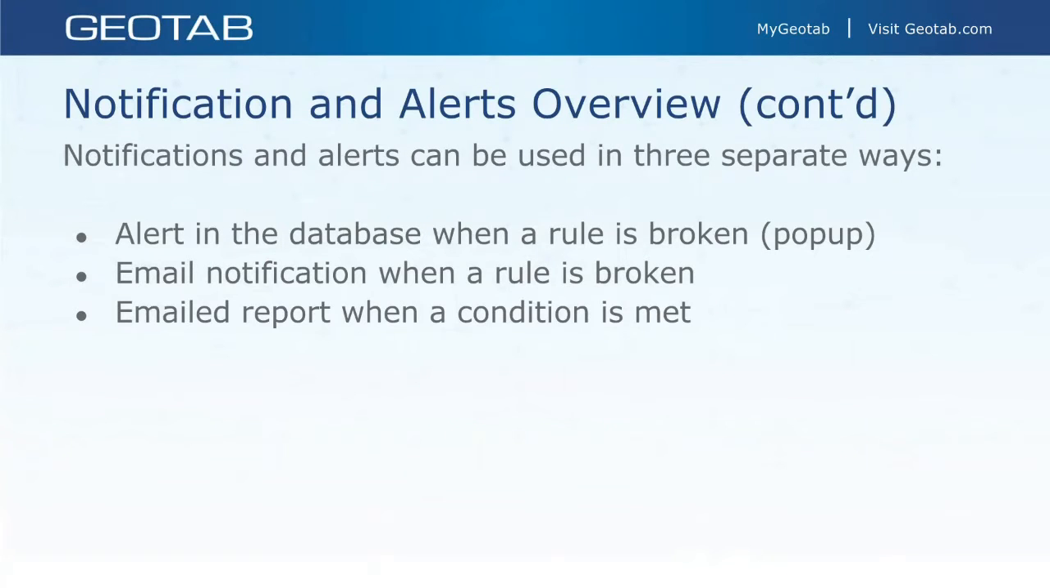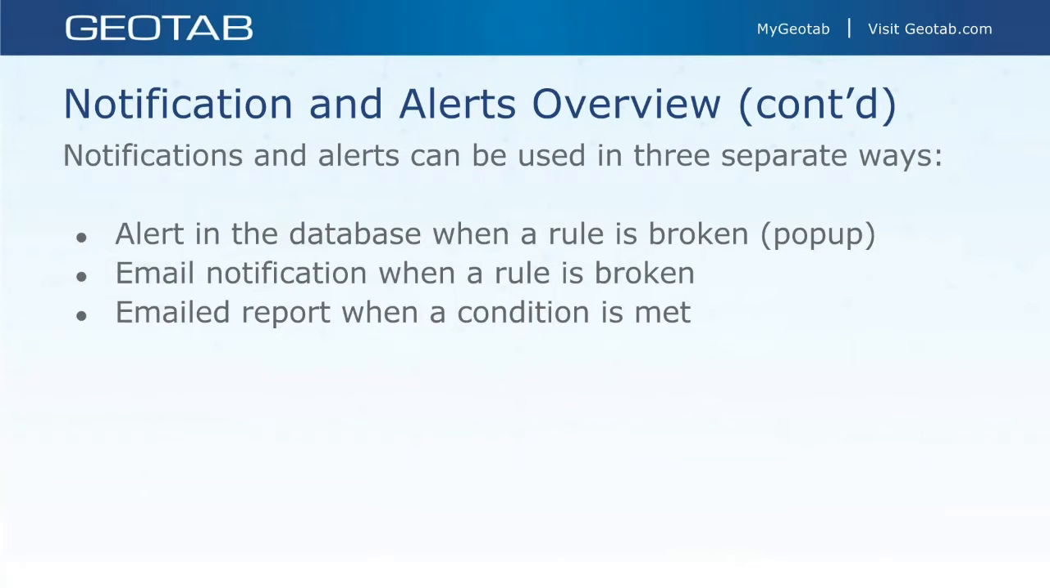So notifications and alerts can be used in 3 separate ways. This is a bit of an oversimplification, but it helps to think of them in these 3 different categories. Number 1, you can have an alert in the database when a rule is broken, which is shown in your database as a pop-up. There's a couple different versions of pop-ups, and we'll get into that. So that's number 1. Number 2 is you can receive an email notification when a rule is broken.